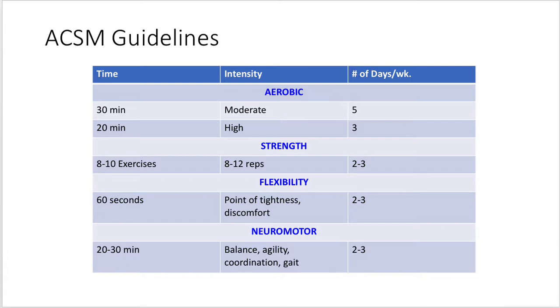Okay. So ACSM guidelines: 150 minutes of moderate aerobic exercise required a week, or you can do 20 minutes of high intensity 3 times a week. High intensity though, guys, means they're working at 85% of heart rate max, and that's not changing, and they can maintain that for 20 minutes. If you can't, then you're not getting it.